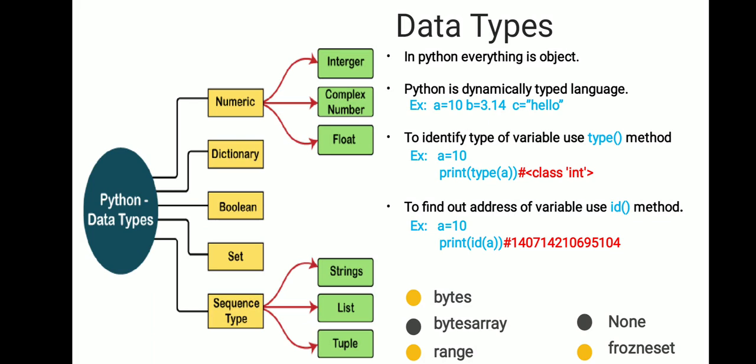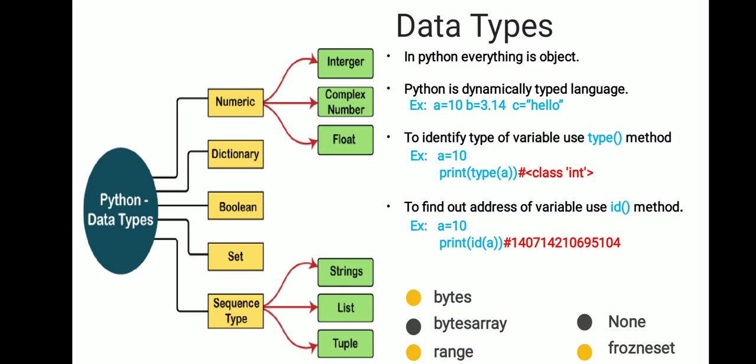So the first point is, in Python everything is an object, which means if you are declaring any variable in Python, that variable is also considered an object. If you are declaring an int type of variable, then that variable is also an integer type of object. If you are declaring a float type of variable, that will be a float type of object. So in Python everything is an object.